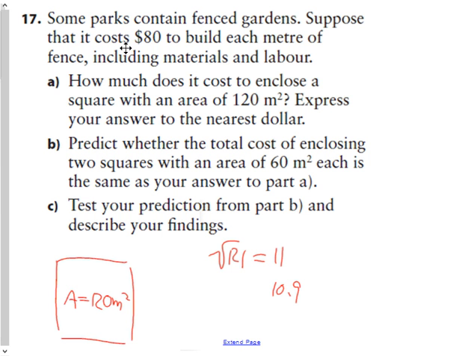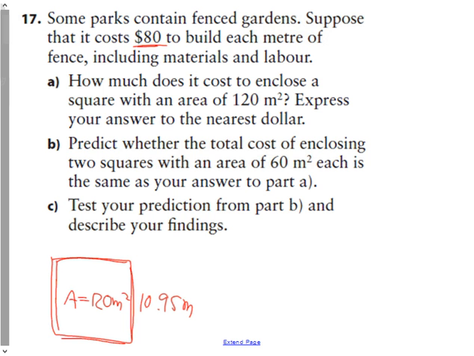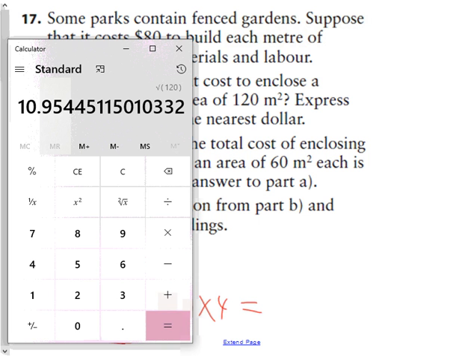10.95. So if the side length is approximately 10.95 meters, and each meter costs $80 to build, the first thing I have to do is calculate the perimeter of this fence. There are 4 sides of 10.95, so if I multiply this by 4, I'll get my perimeter. So take this number, and you know what, since I have the ability, I'm going to keep it just like that.